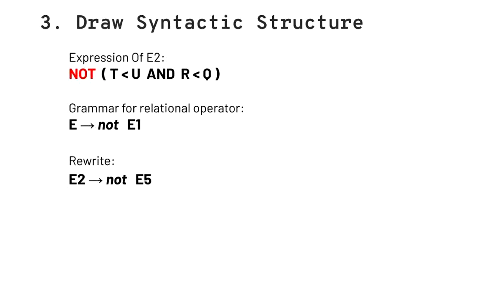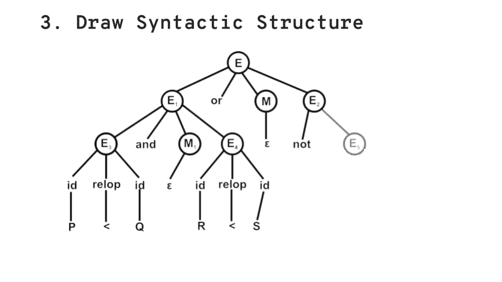We can identify the logical operator not and also a relational operator less than. The operator with highest precedence is not. The grammar associated with it is E derives not of E1. We can rewrite it as E2 derives not of E5, because the names E1, E2, E3, E4 are already taken. Here E5 contains the parentheses t less than u and r less than q.